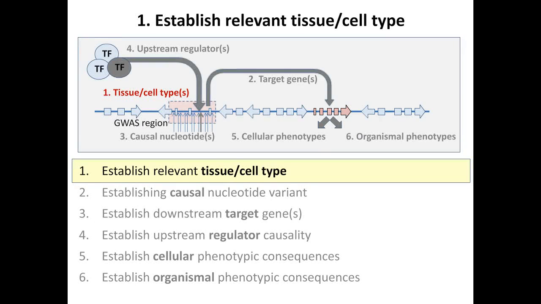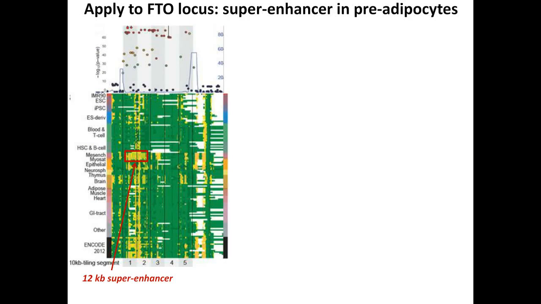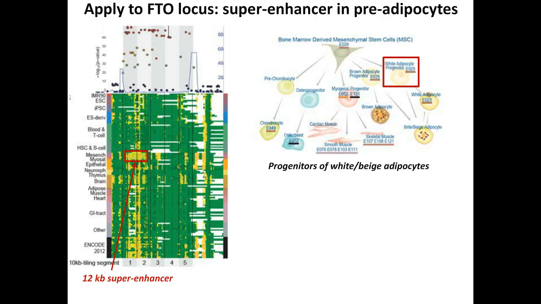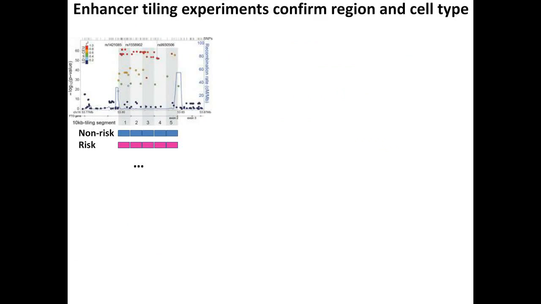So we basically decided to take an unbiased approach and look at these epigenomic annotation maps to predict the relevant tissue and cell type. We looked at these maps across the 127 epigenomes that I mentioned earlier, specifically for the FTO locus. And what we found is that these maps light up specifically in mesenchymal pre-adipocytes. These are the stem cells that actually give rise to both the adipose lineage and other lineages, and these are the cells specifically that give rise to both white adipocytes and bright or beige adipocytes. And these enhancers are much longer in these regions than for any other locus.